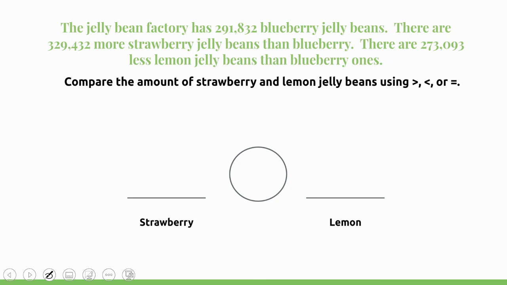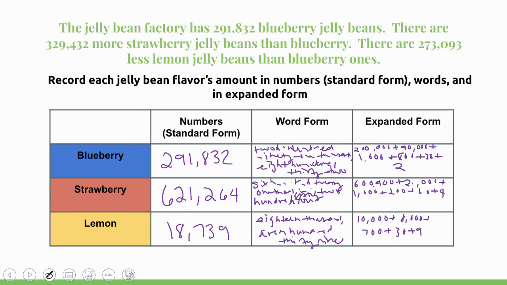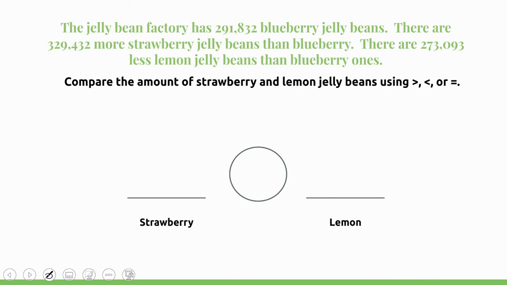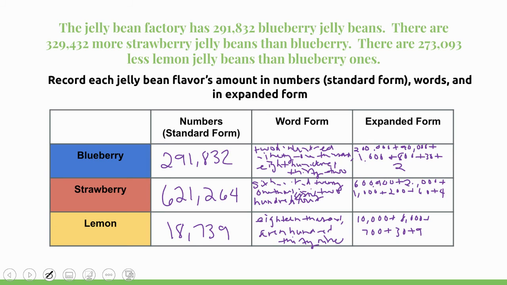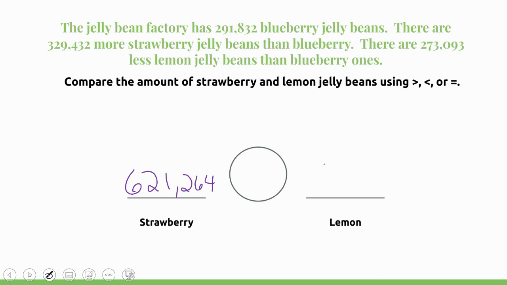Alright, so we're going to compare the amount of strawberry and lemon jelly beans using those symbols. So let's go back and look at that. So strawberry was 621,264, and the lemon is 18,739. Well, clearly when we look at place value, the strawberry is much larger than the lemon.